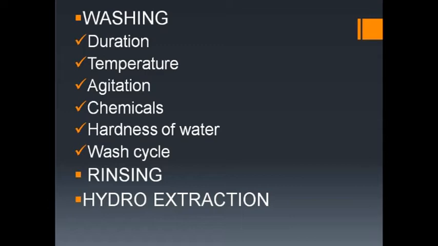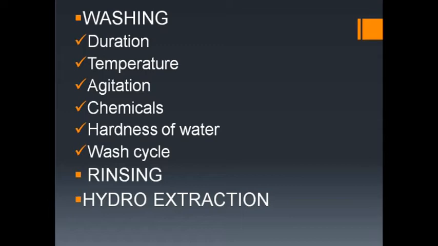Then we come to the second stage, known as washing. It consists of 5 to 6 categories of steps. First is the duration. Duration is defined on the basis of a few things. One is the total amount of cloth loaded into the machine. Second, the category of soiling. Third, the type and category of fabric. And fourth, how much time would be needed to clean that particular cloth.